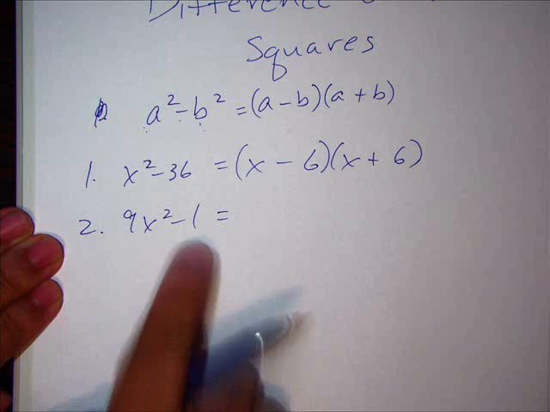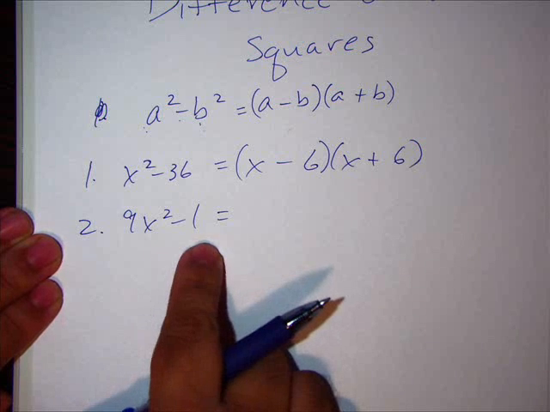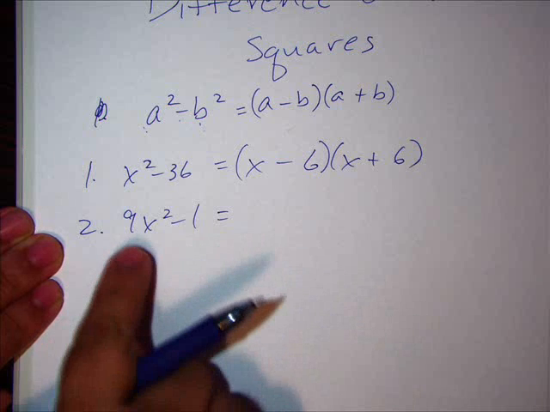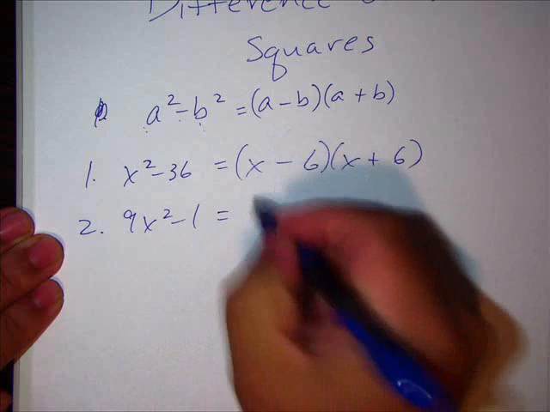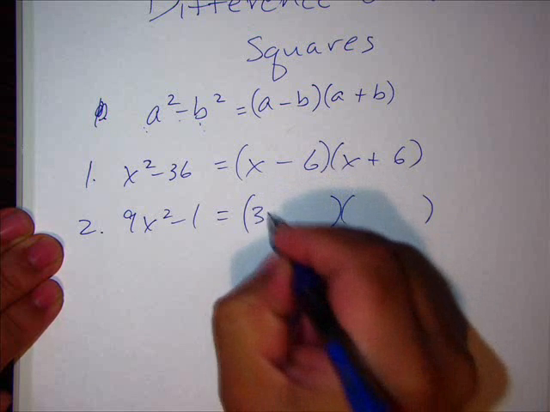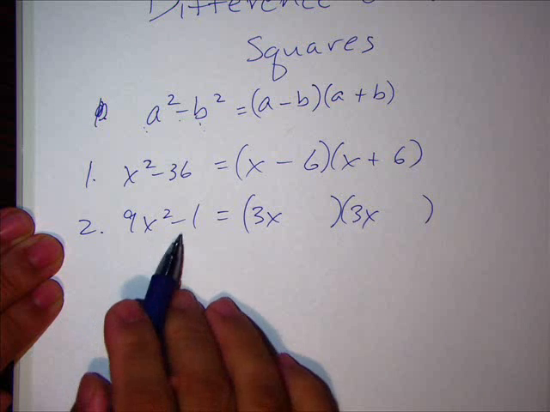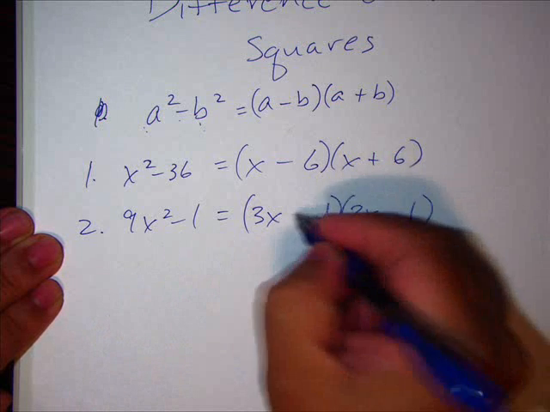Something about the number 1 confuses people. 1 is a perfect just about everything. One's a perfect square, one's a perfect cube. So here we've got a perfect square minus a perfect square. The square root of 9 is 3. And we know what the square root of x squared is. And then 1, minus, plus.